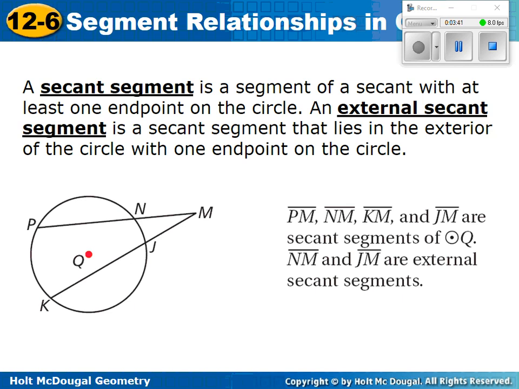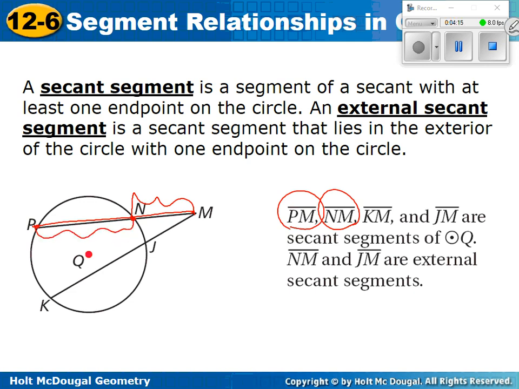So first of all, we know that a secant intersects a circle twice. So when I look here, I can tell that PM is part of a secant because it intersects the circle twice. But the definition for secant said it was a line, that it goes on forever. So that's why they're calling this a secant segment, because it's just part of the secant. So PM would be a secant segment because it's part of the secant. NM is also a secant segment because it's part of the secant.